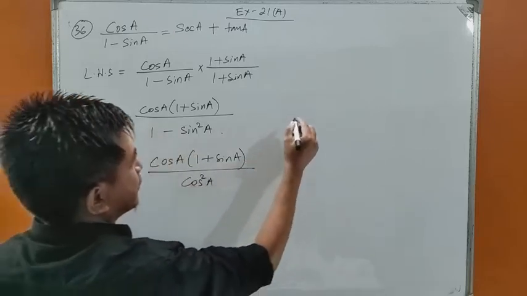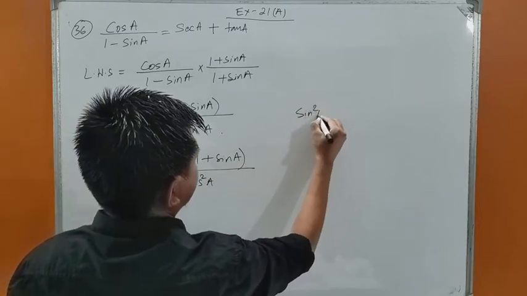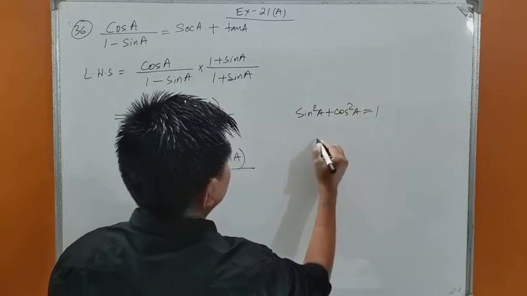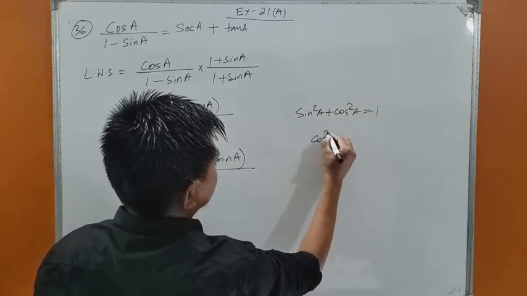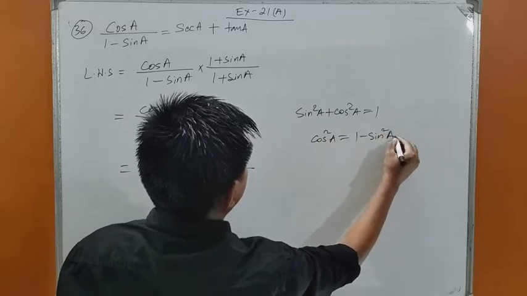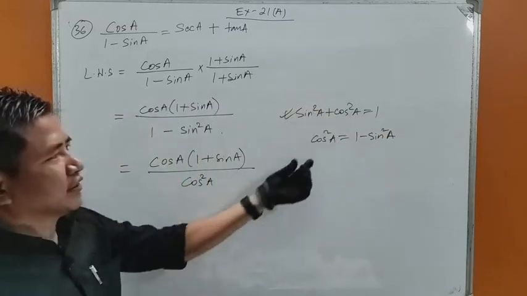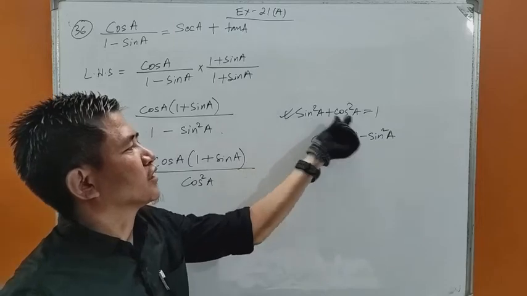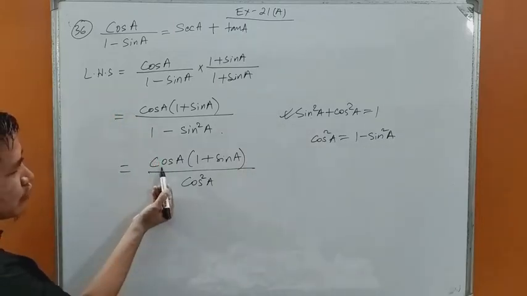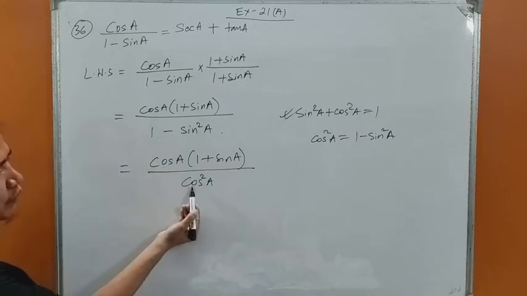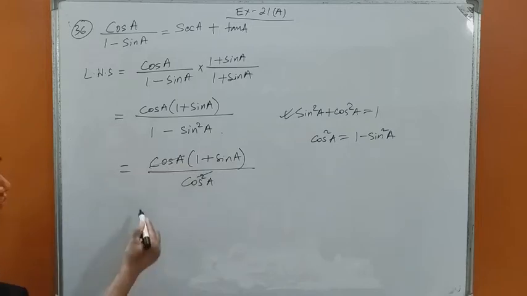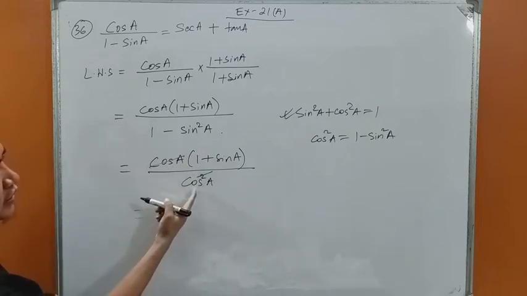We know that sin square A plus cos square A equals 1. So cos square A equals 1 minus sin square A, isn't it? This is the formula. From here we get cos square A equals, this plus sin square A goes to the right hand side and becomes minus sin square A. So in the numerator we have cos A, and in the denominator we have cos square A. So cos A and this cos A get cancelled. So still we have 1 cos A in the denominator.